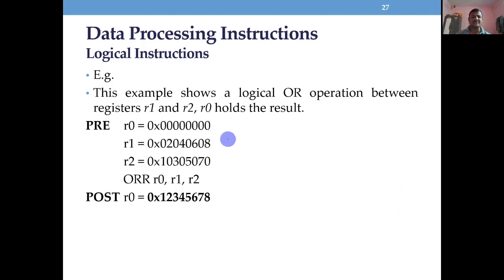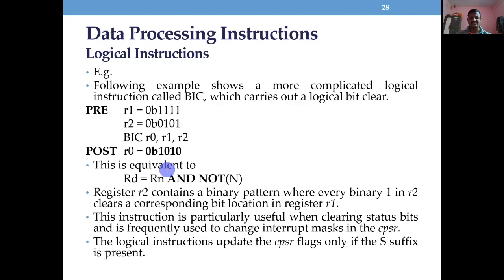Here are the examples, first logical OR. These are the initial contents: R0, R1 is some hexadecimal number, R2 is another hexadecimal number. These two perform the logical OR operation and the result is stored in R1. These are all bitwise operations. This hex number is internally converted into binary, and the binary form has the logical operation performed on the contents of R1 and R2, and the result is stored in R0.